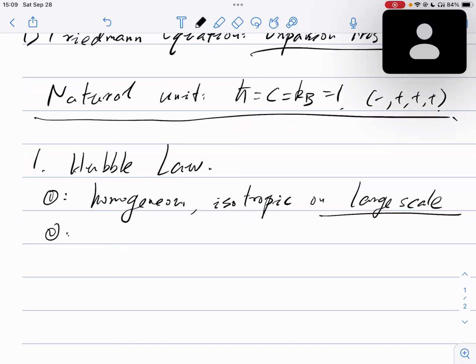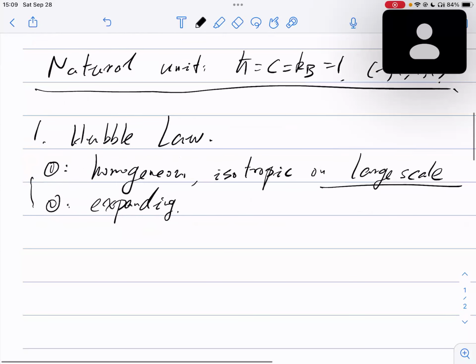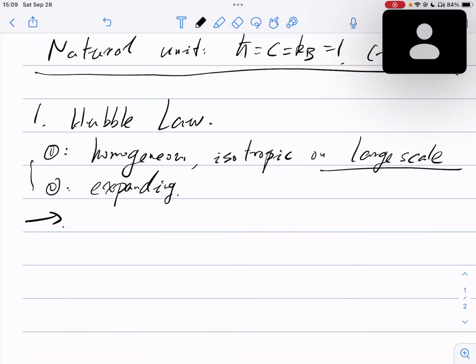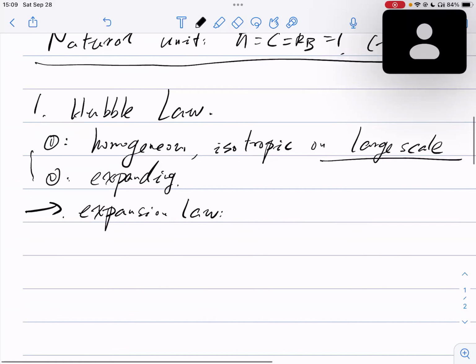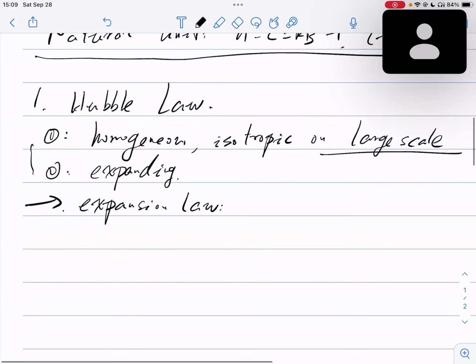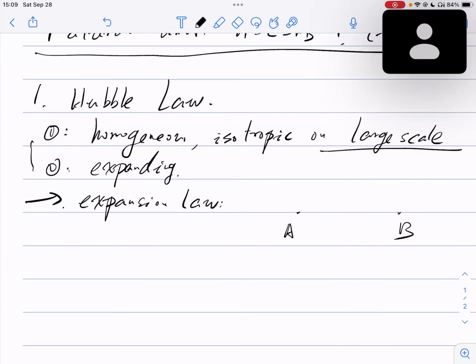And the second one is that this universe is expanding. We can obtain the Hubble law based on these two observational facts. So we can use these two basic facts to obtain the expansion law. First, let's assume that there are A and B.